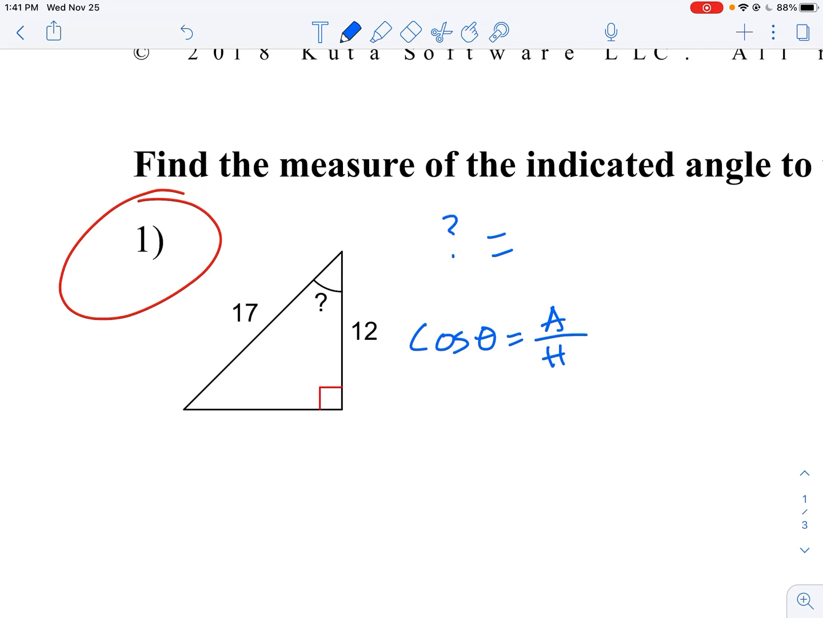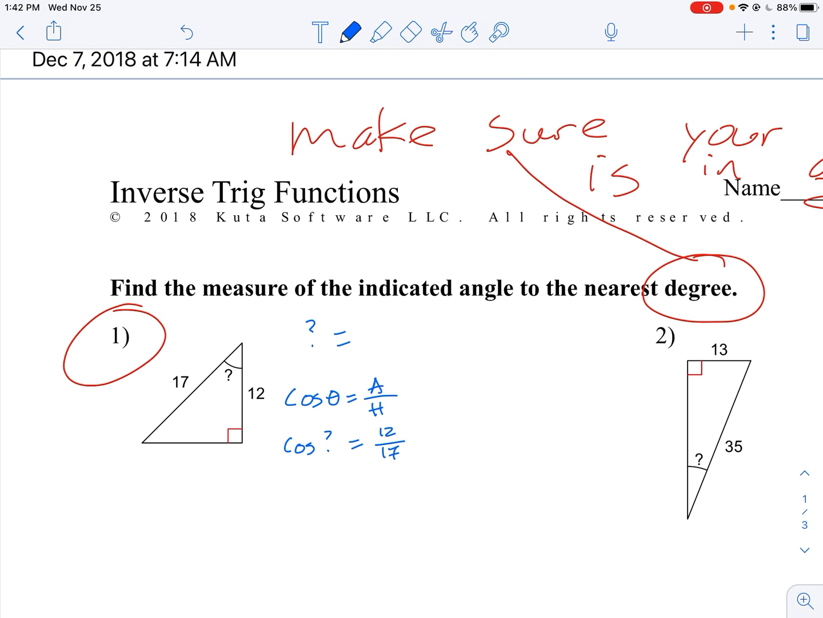And so, if I fill this equation in with the information that I know, I got cosine of question mark is going to equal 12 over 17. Well, this is my ratio. It comes out to be some decimal number. If you can figure out what the angle is that goes in here, it'll make the equation true. So that's the goal of this. And the way to do that is by using this thing called an inverse trig function.